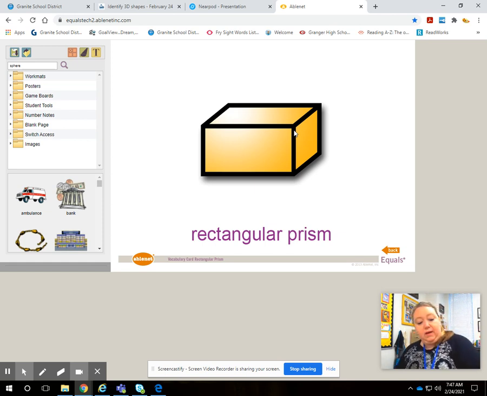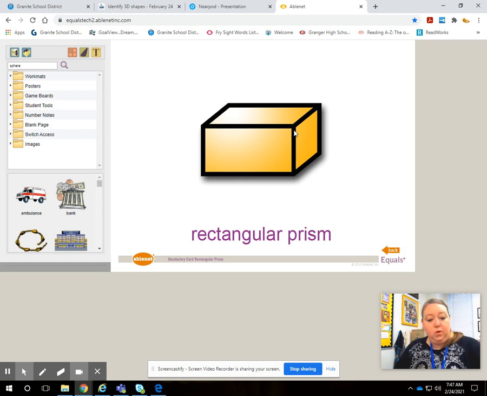I do have a couple blocks that are rectangular prisms. It doesn't really matter what size they are. So this one is a rectangular prism that is longer, and it's a block, right? And then we also have a shorter rectangular prism that looks like this.